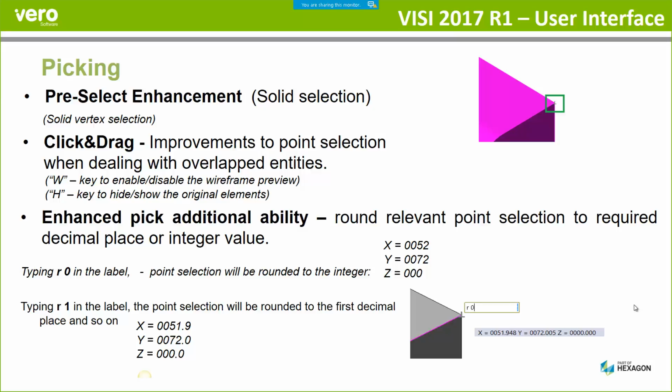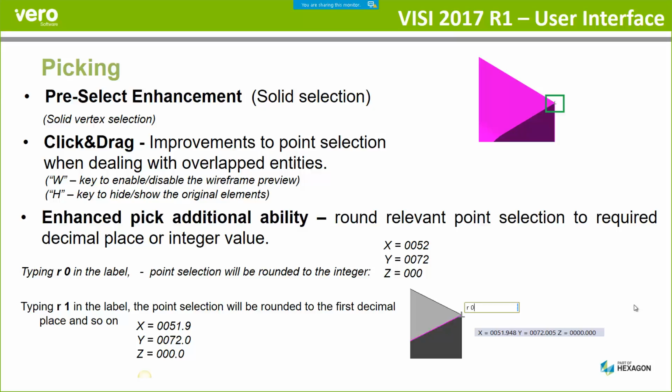So you can pick a solid by just picking on the vertex in the corner or any edge, and you'll be able to pick a solid and also incorporate the click and drag. Regarding the click and drag function, there's a bit more functionality that's been added.